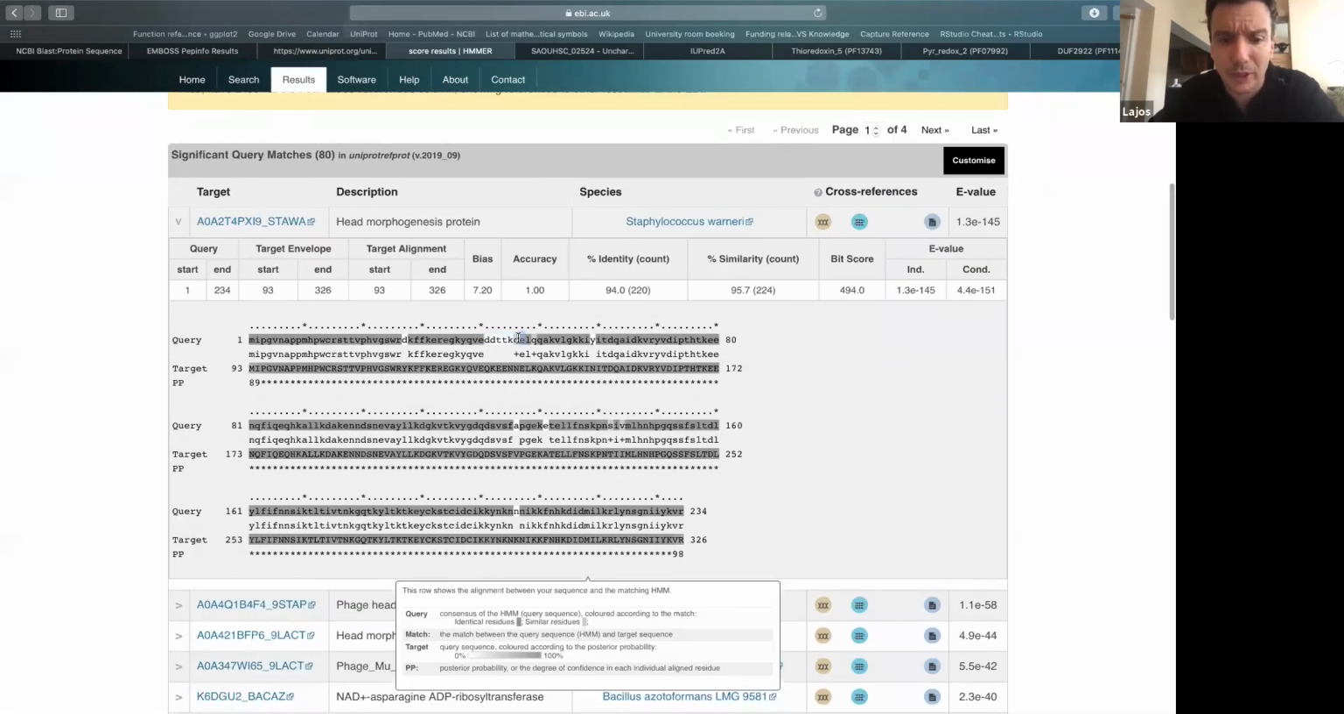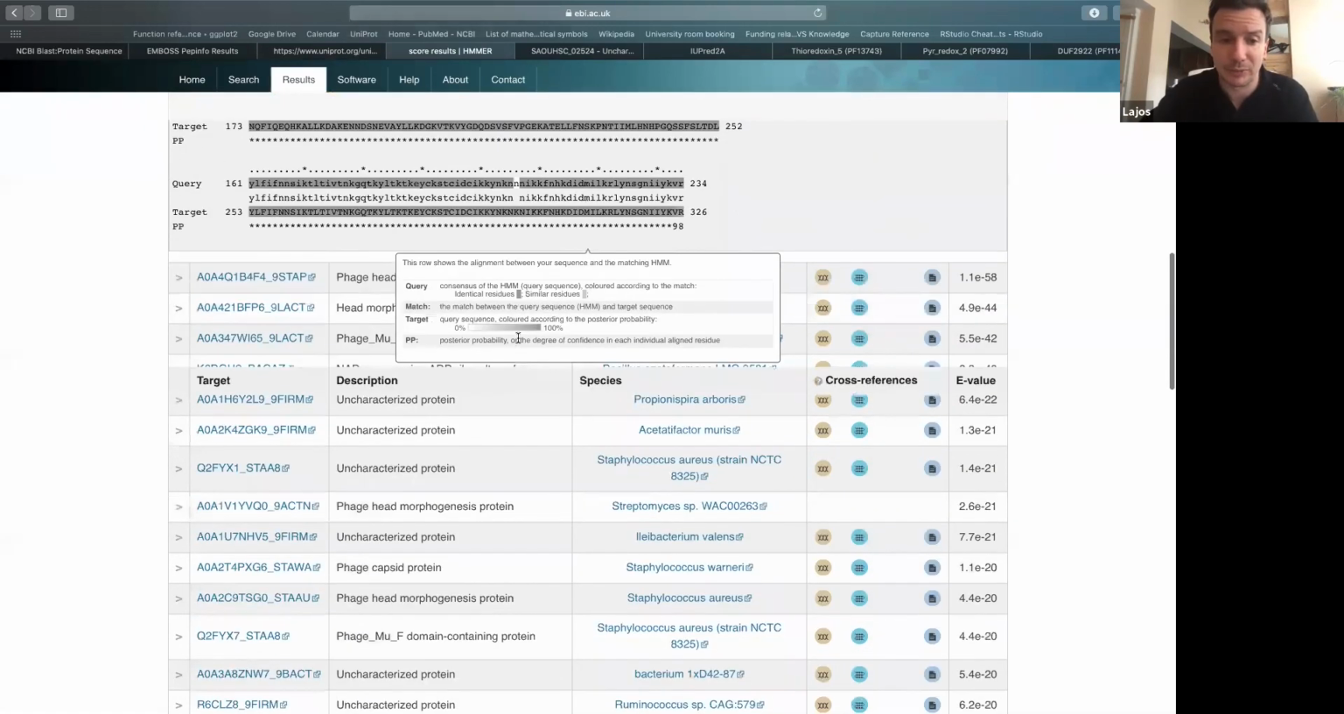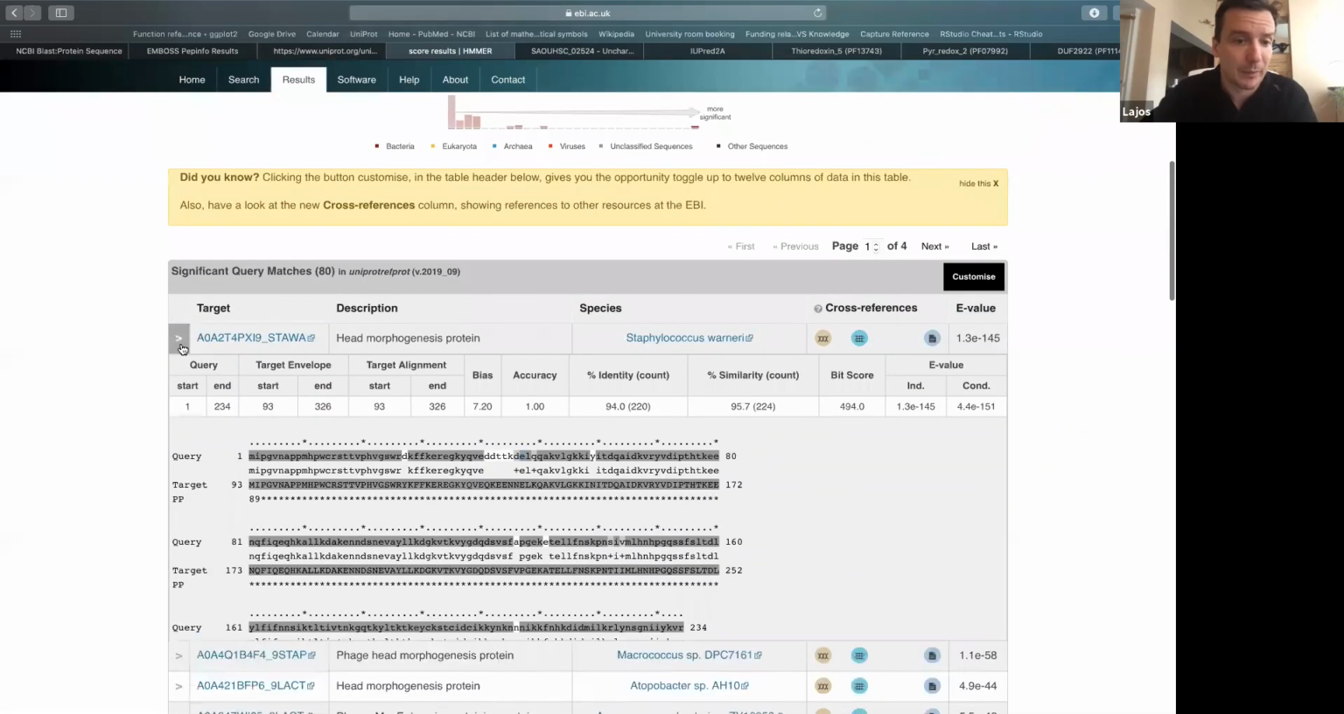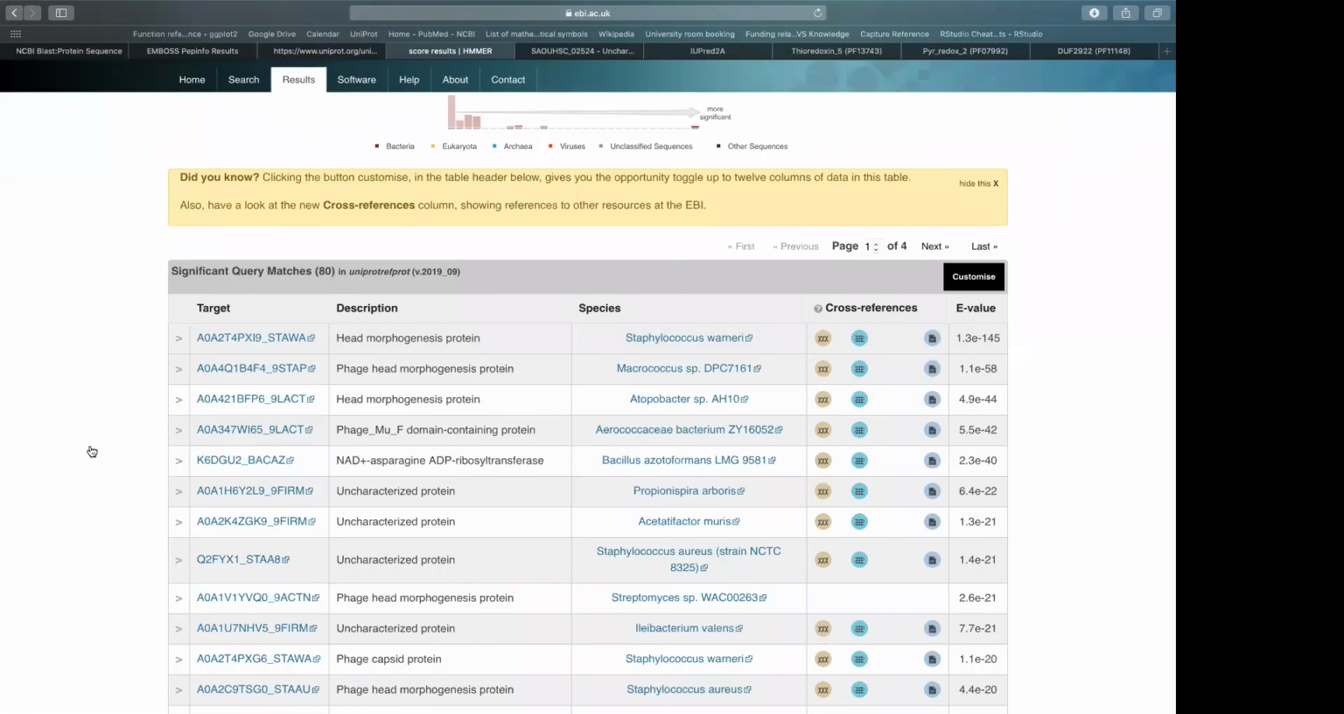I'm not sure. So this is what I would do going forward. Try to find as many homologs as you can. It's not very hard because you have all of them here. Okay. Just download these sequences.